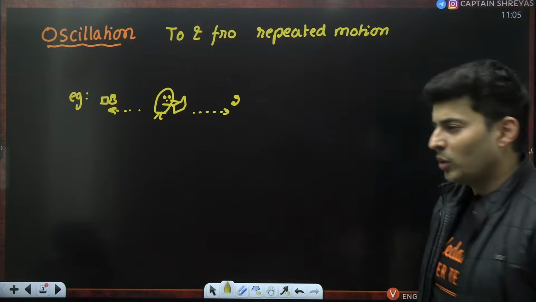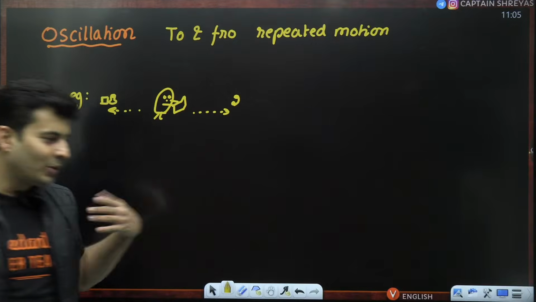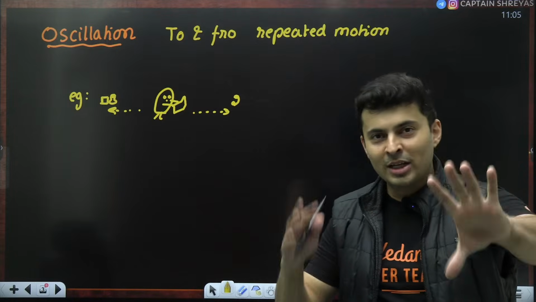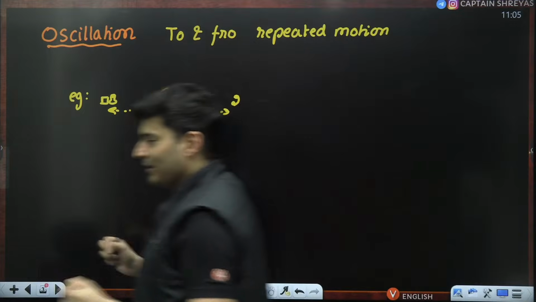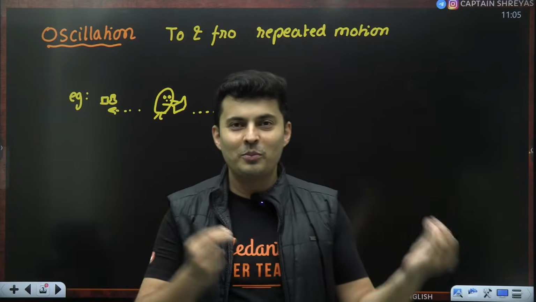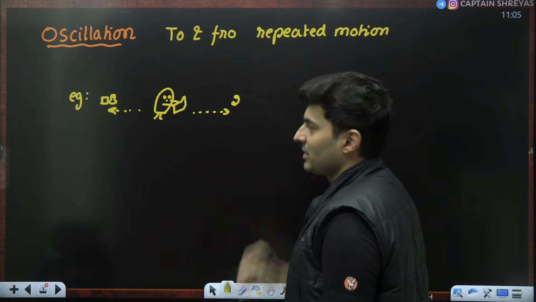Even your Capto, while he is teaching on YouTube, is always going to and fro. Your teacher is going once here, and then I'm explaining some concept, then again I go over here. Even your Capto is oscillating, a back and forth kind of motion. Repeated motion is called oscillation.